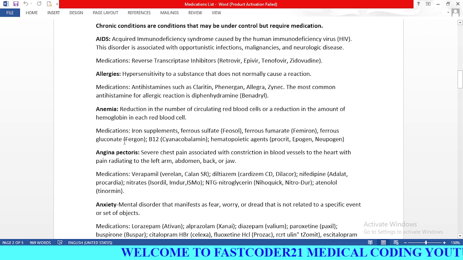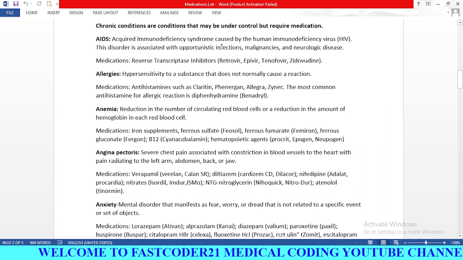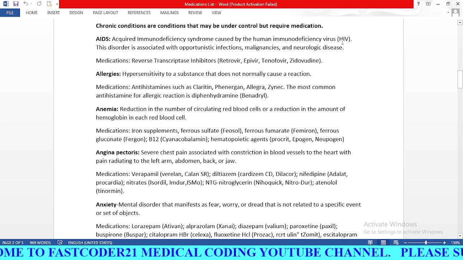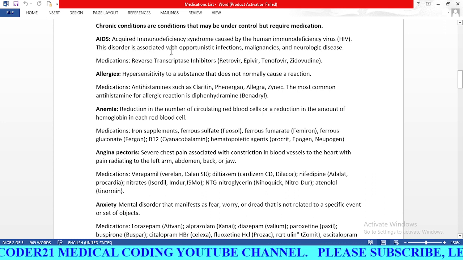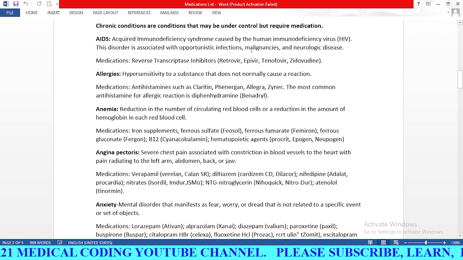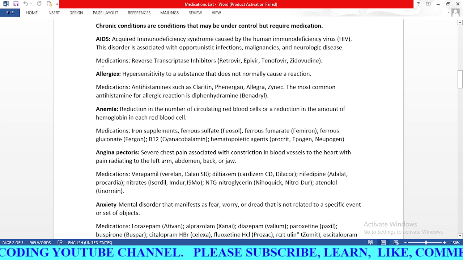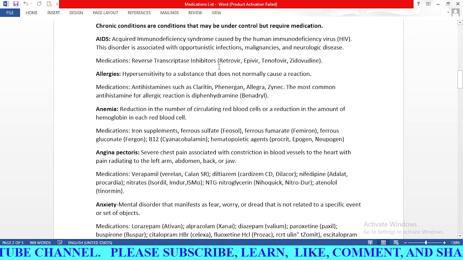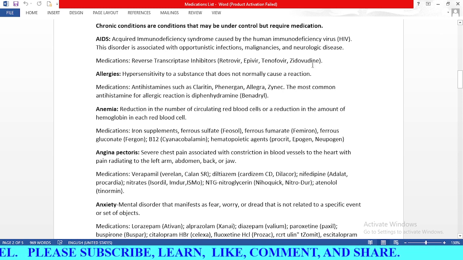Our first one is AIDS, acquired immunodeficiency syndrome caused by the human immunodeficiency virus, usually called HIV. This disorder is associated with opportunistic infections, malignancies, and neurologic diseases. The medications are reverse transcriptase inhibitors: Retrovir, Epivir, tenofovir, and zidovudine.